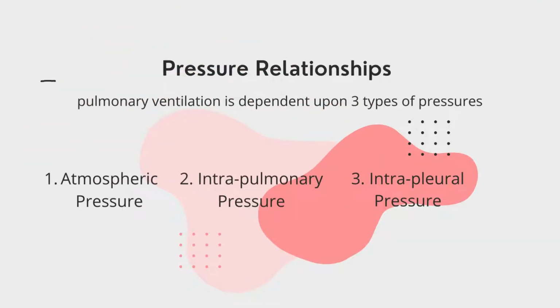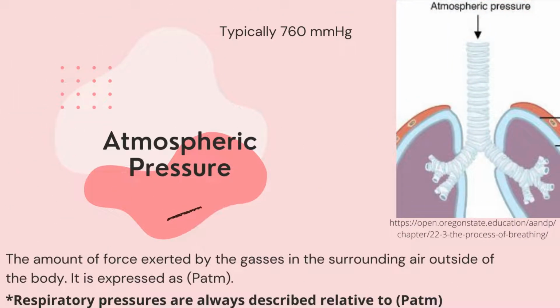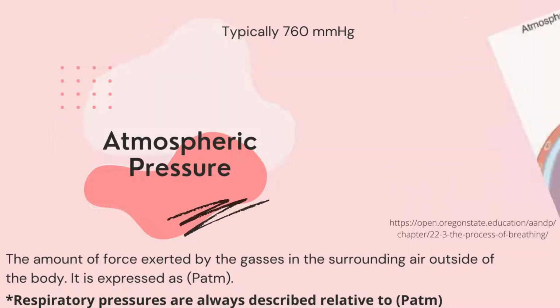Pulmonary ventilation depends on 3 types of pressures: atmospheric pressure, intrapulmonary pressure, and intrapleural pressure. Atmospheric pressure is the amount of force exerted by the gases in the air surrounding any given surface, such as the body. It is expressed in the atmospheric unit, which is 760 mm of mercury at sea level.